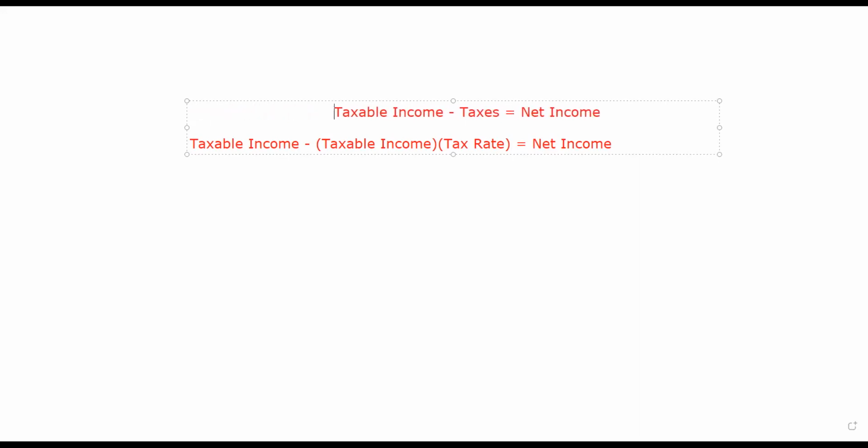Now we have to do some maths. Taxable income minus taxable income times tax rate equals to my net income. So do you realize that I have two components here that's the same? So what can I do? I can use some maths over here to rewrite into like this.